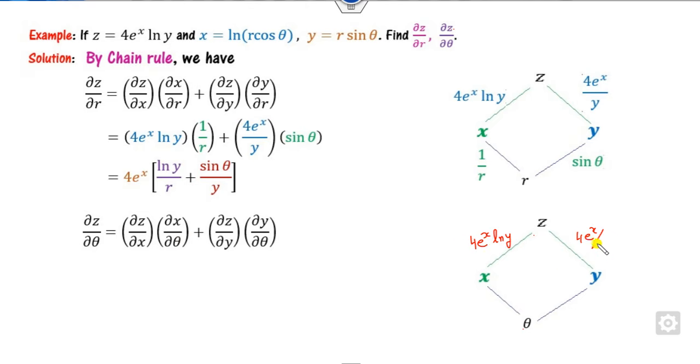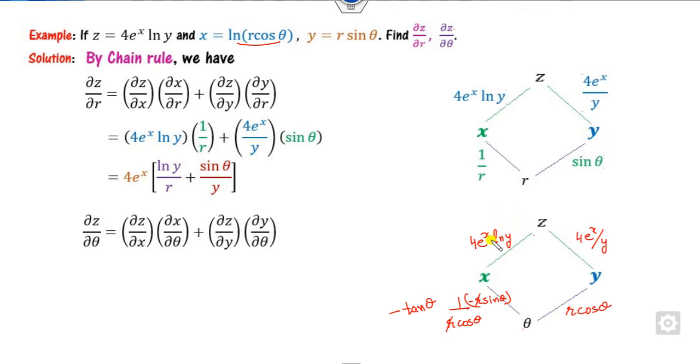This is here. Now x with respect to theta. So how can you do that? This is 1 by r cos theta. This is minus r sin theta, and this is r cos theta. So r will be cancelled out. It will be nothing but minus of tan theta.